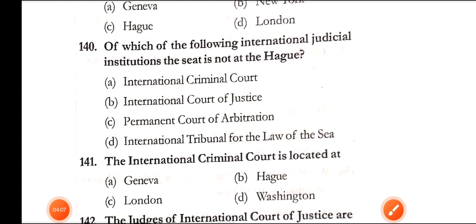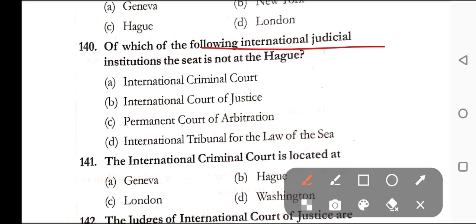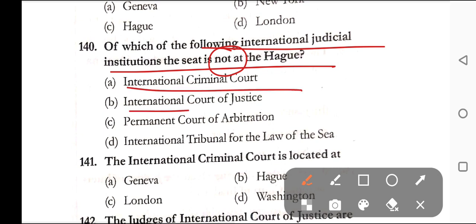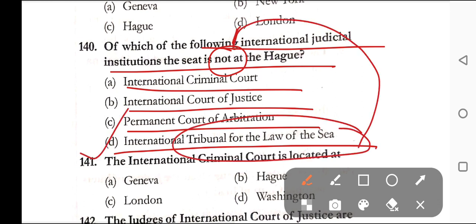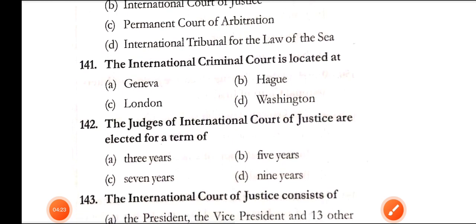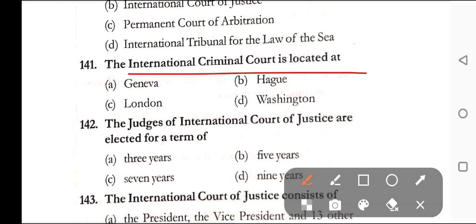Question number 140. Of which of the following international judicial institutions is the seat not at the Hague? International Court, International Criminal Court, International Court of Justice, Permanent Court of Arbitration, International Tribunal for the Law of the Sea. Here correct answer is option D, that is International Tribunal for the Law of the Sea. The headquarters is not at the Hague. Question number 141. The International Criminal Court is located at Geneva, Hague, London, Washington. Correct answer here is option B, that is Hague.